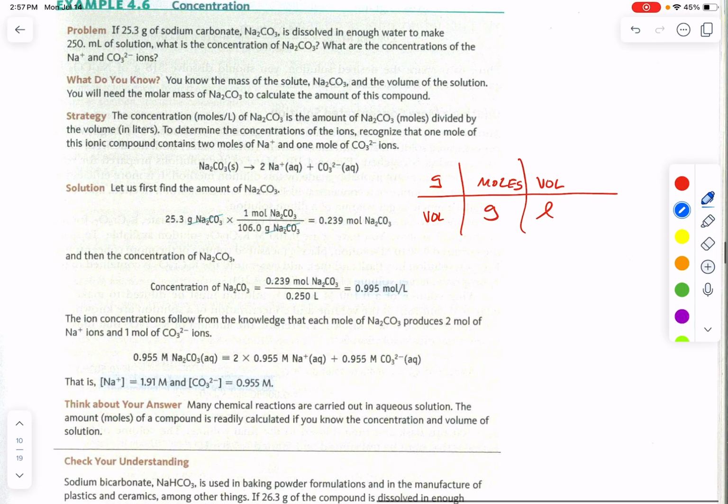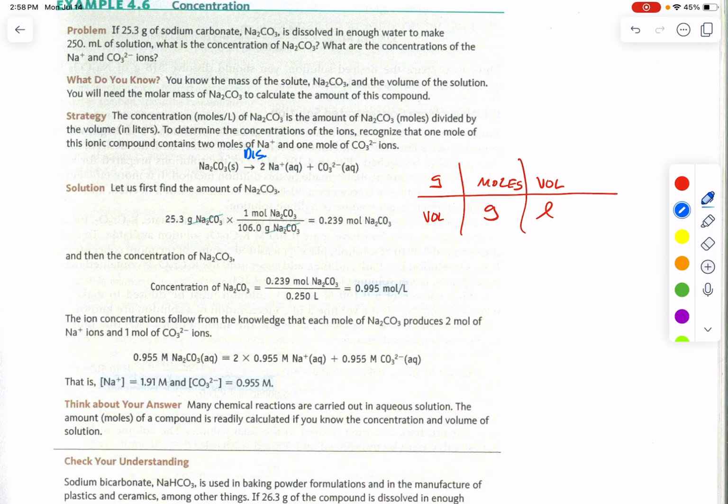So here's a problem. If we have 25.3 grams of sodium carbonate, we dissolve in enough water to make 1/4 of a liter of solution. What's the concentration? And we always begin by remembering that this is not a chemical reaction because we're dissolving. Dissolving means the ions are dissociating from each other. Dissociation is the opposite of the word associate. Associate, come together. Dissociate, to do just the reverse. So there's my equation. I need to keep that in my mind.